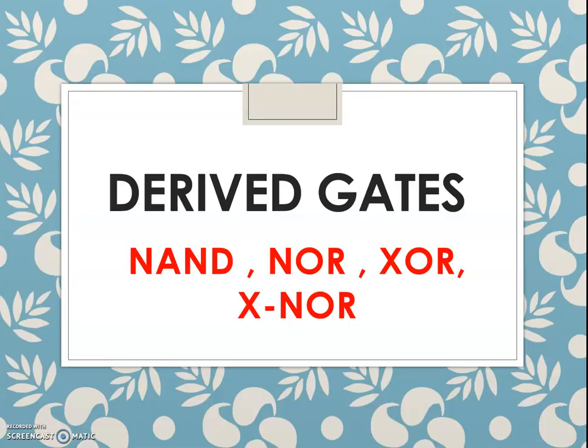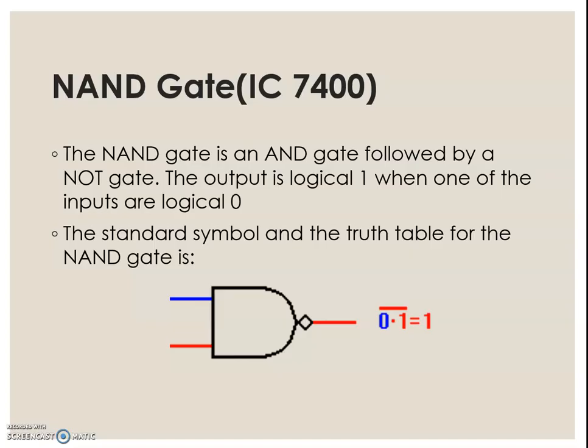Next, we come across derived gates. So derived gates are the ones which are formed by the combinations of basic gates. So first of all, let's see NAND gate. NAND gate is the negation of output formed by the AND gate. So it is opposite of AND. So AND says that if all the inputs are high, then output is high. So what will NAND do? If all the inputs are high, output is low.